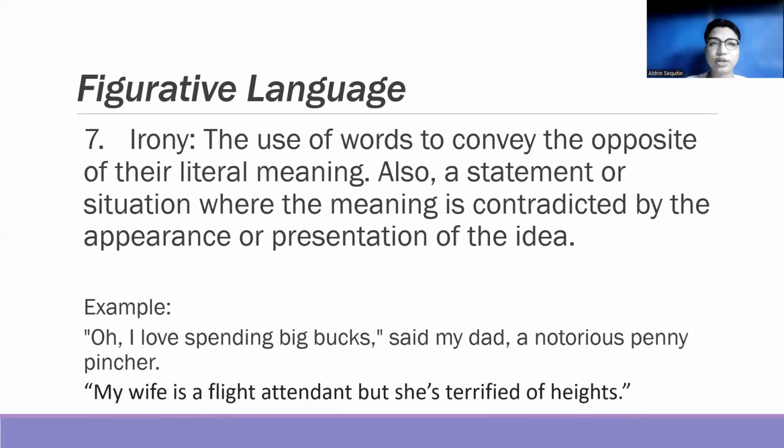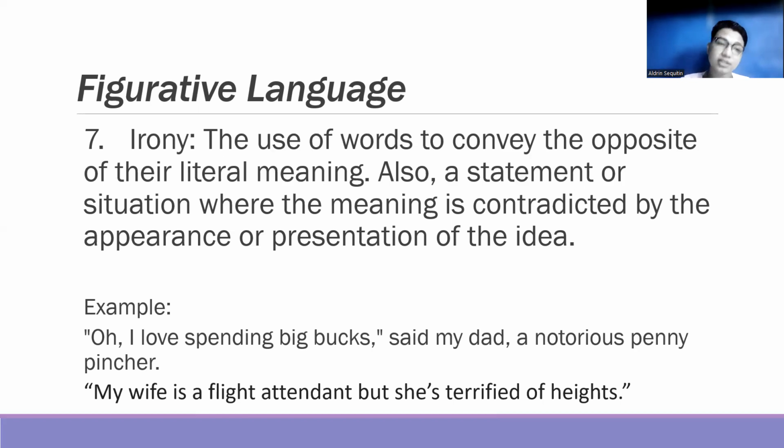Another example wherein situational irony is used. My wife is a flight attendant, but she is terrified of heights. So meaning in here, the situation wherein the woman in the sentence somehow contradicts her characteristics. Okay, so in here we have situational irony.